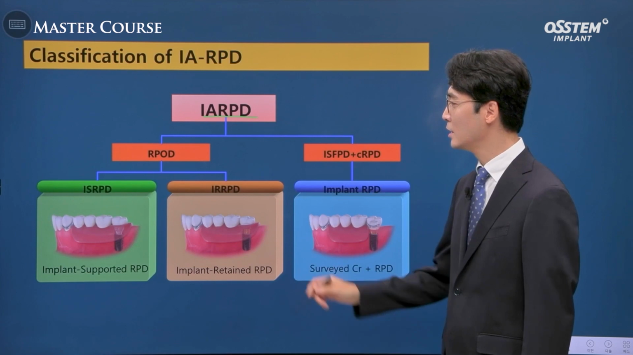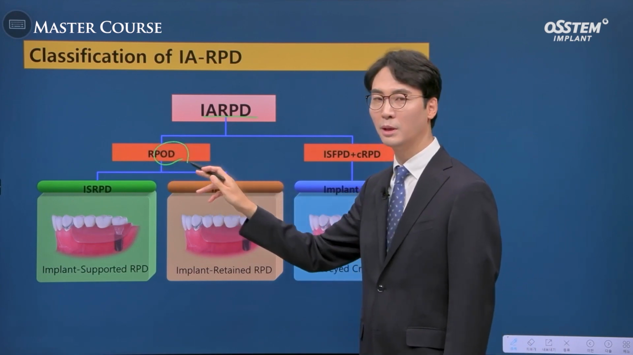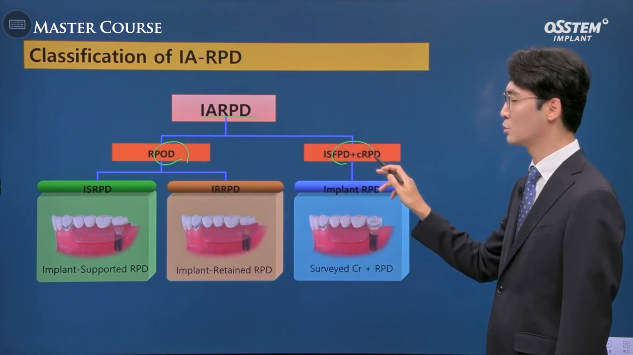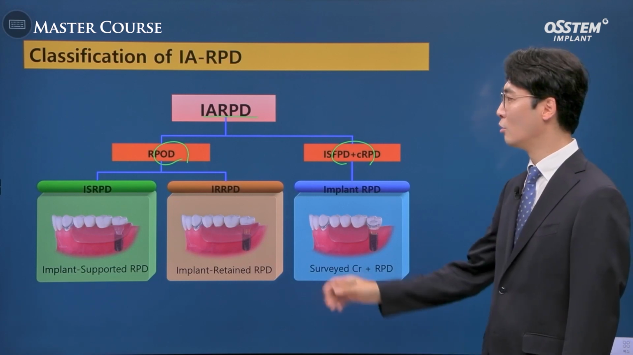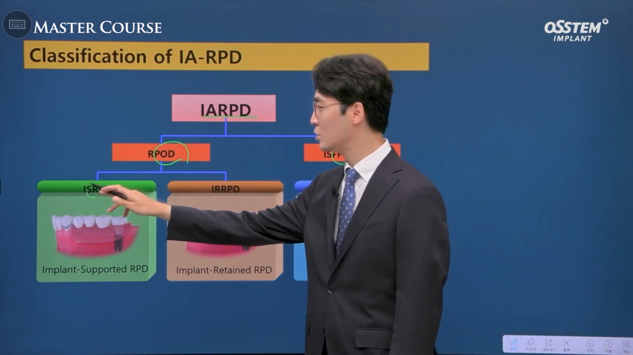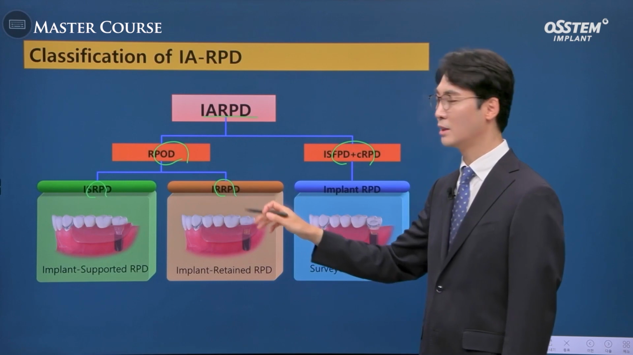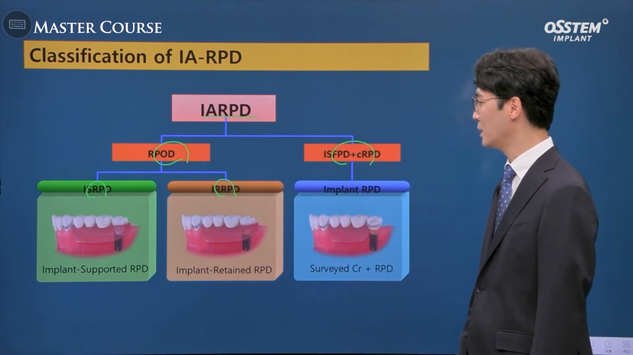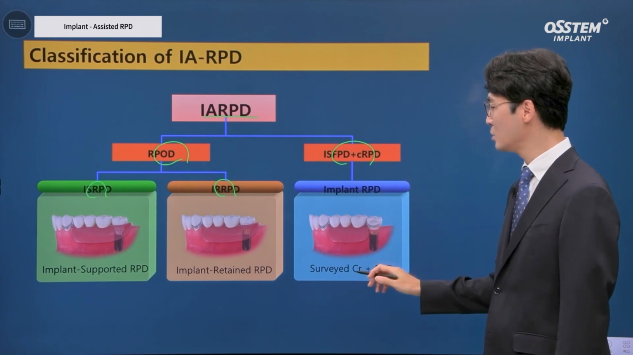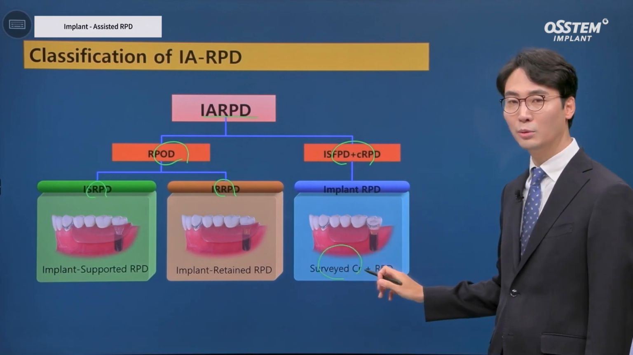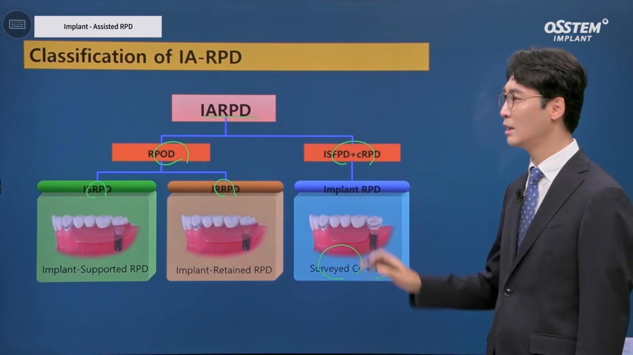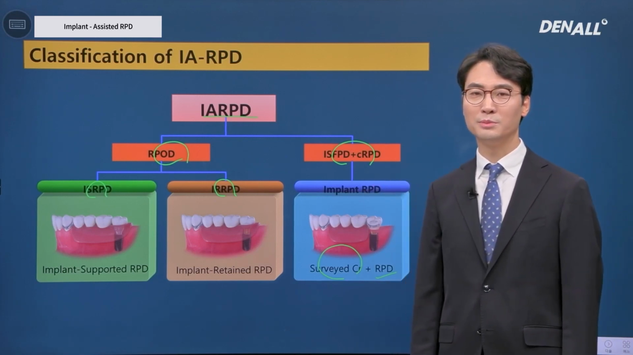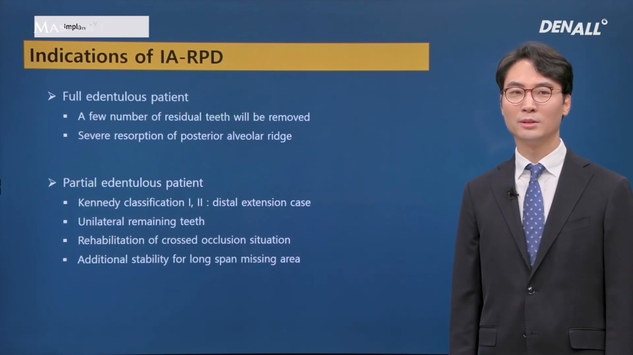IARPD can be divided into overdenture type and surveyed crown type. As for overdenture type, depending on whether we are going to provide more support or retention, it can be divided into implant-supported RPD and implant-retained RPD. What we're very used to is a surveyed crown and RPD type. This is the IARPD option, which is done very frequently.